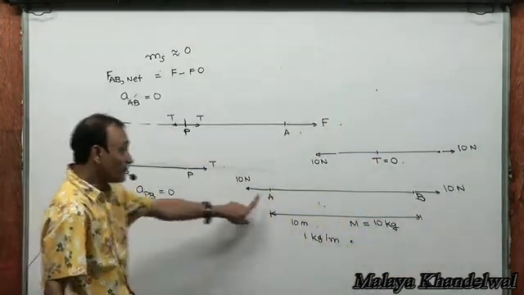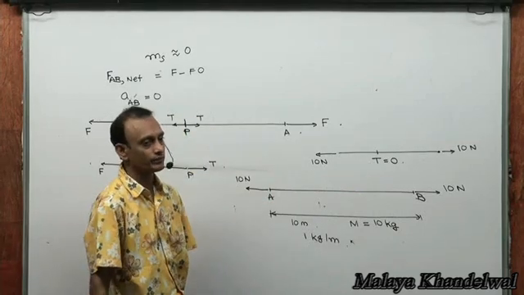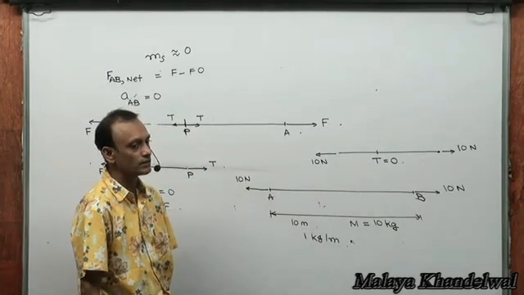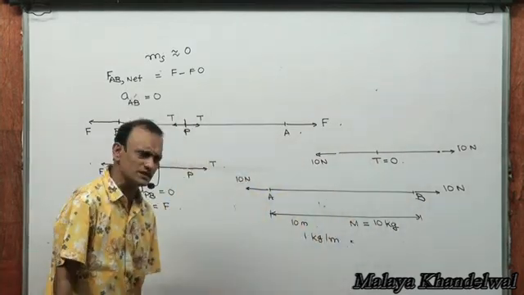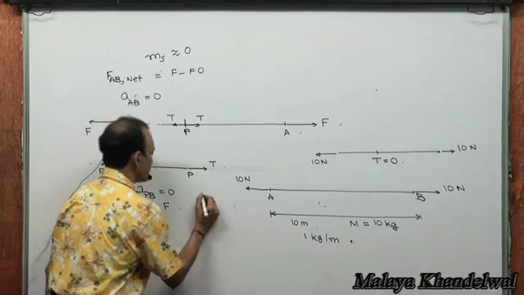Alright. Now if I look at the free body diagram of AB, what's the acceleration of AB? 0. So acceleration of every element of AB will also be 0. Right? Acceleration of AB is 0. Yes or no?